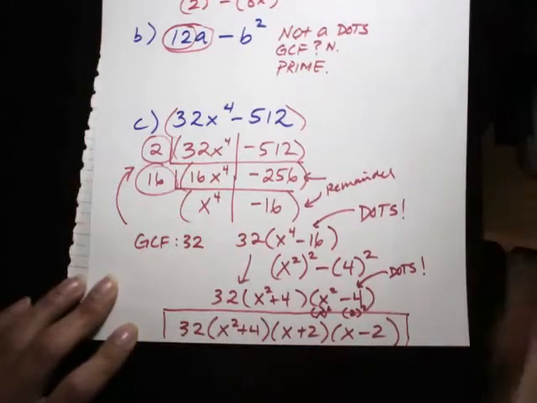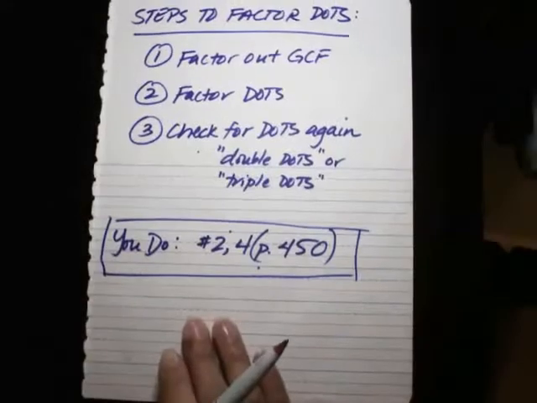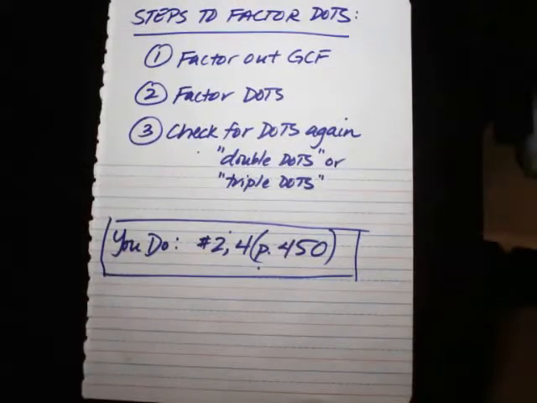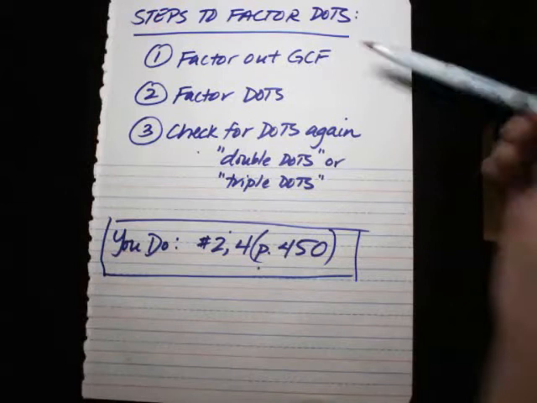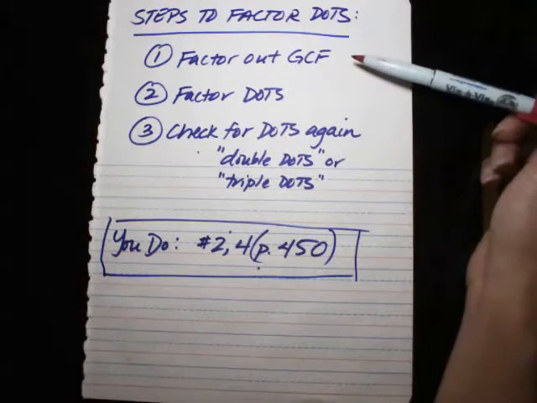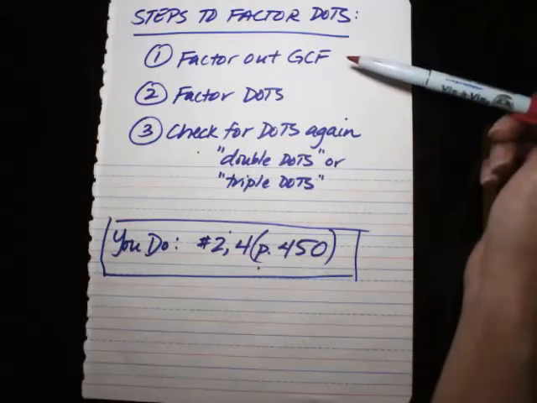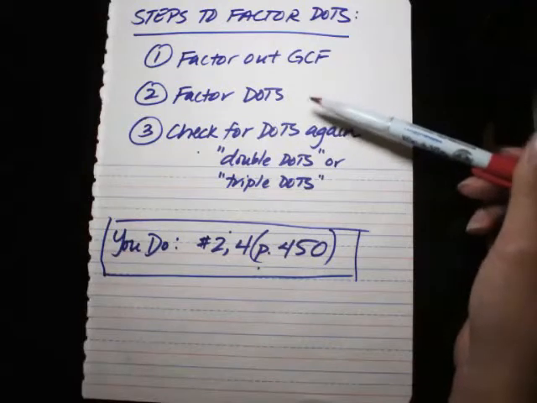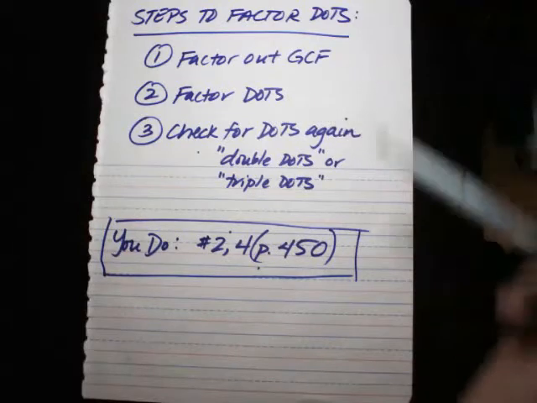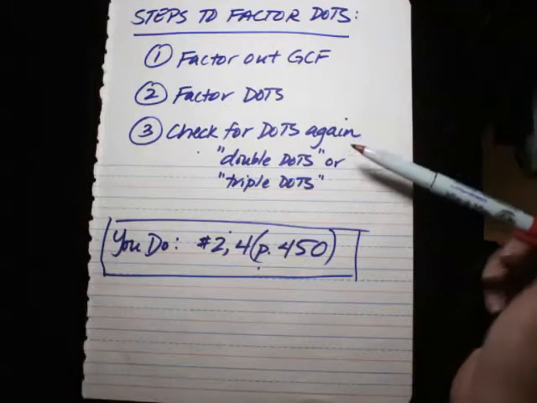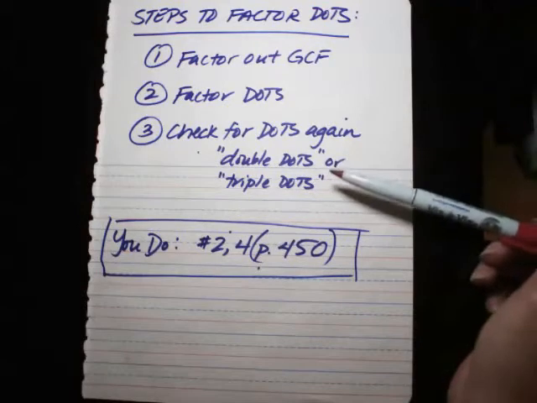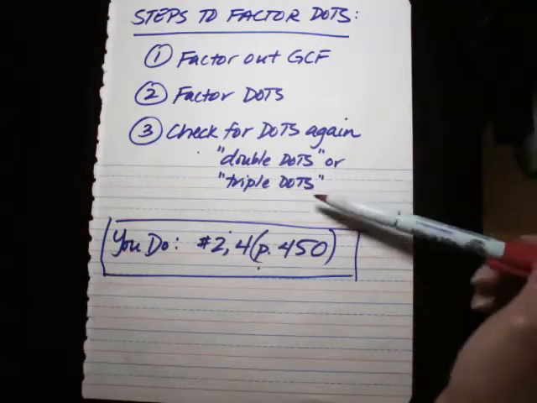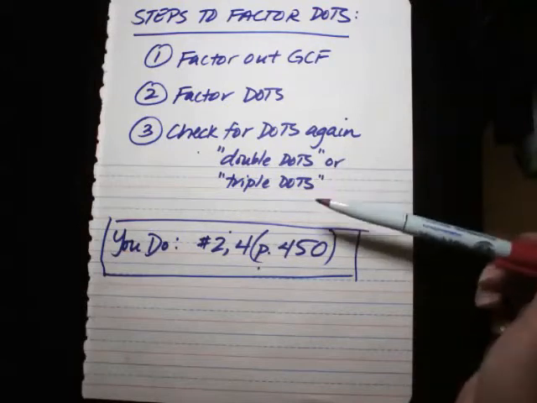Let's write down the steps that we use to factor the differences of squares. First thing, we always make sure that we factor out the GCF if we can. Always start with factoring out the GCF. Then, if you spot a difference of squares, you have to factor it. Once you factor it, you've got to check again. Are there differences of squares within a difference of squares, or double ones? Or are there even triple ones like we saw in that last example?